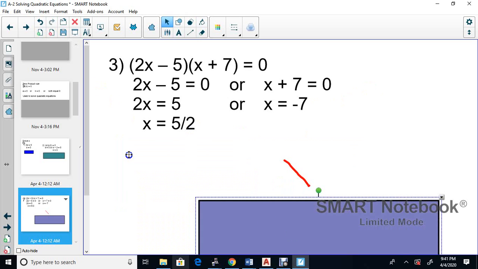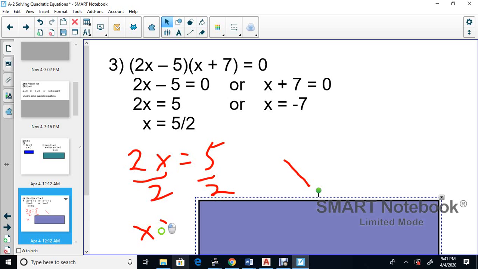So what I did is 2x equals 5. Whatever's in front of the x, I divide by 2 and I divide by 2. So I got x equaling 5 over 2. Now it's quite common to circle or box your answers so I can tell what they are. So you put a nice box around them at the end.